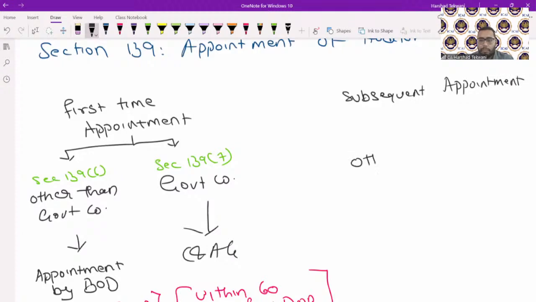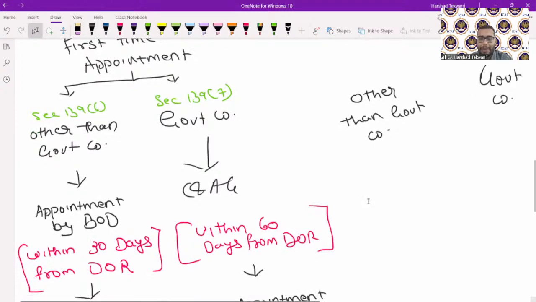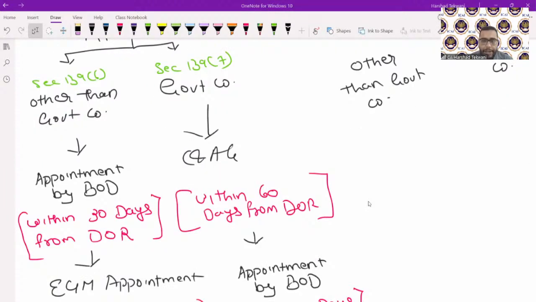So, other than government company and government company. Okay. Now, in case of subsequent appointment other than government company, what you are required to see first of all is, appointment of auditor will be from AGM to AGM. We know that appointment of auditor will be from AGM to AGM.